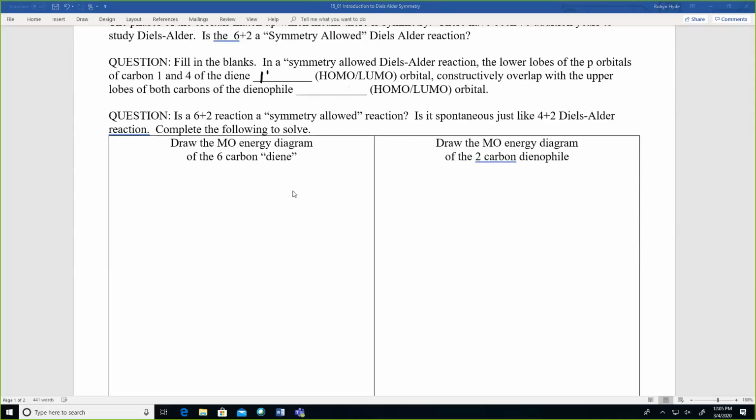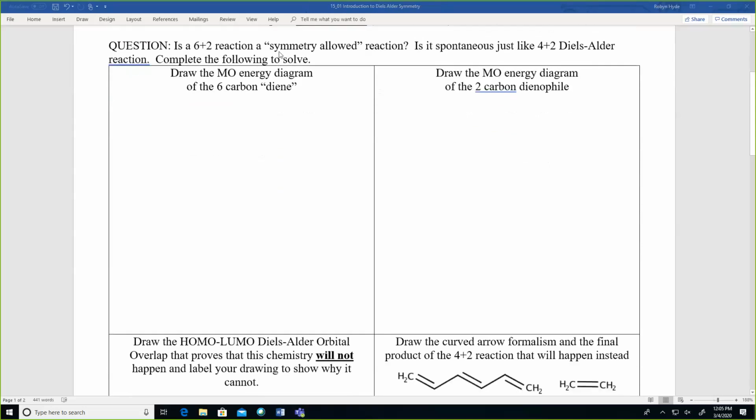Okay, so coming to this next question, in the 6+2 symmetry allowed, is it just like the 4+2 Diels-Alder? And then I had you go through an analysis. So let's go through this analysis together. I have you draw the molecular orbital energy diagram of a 6-carbon, like a diene, in air quotes. What is it really? A 6-carbon triene, exactly.